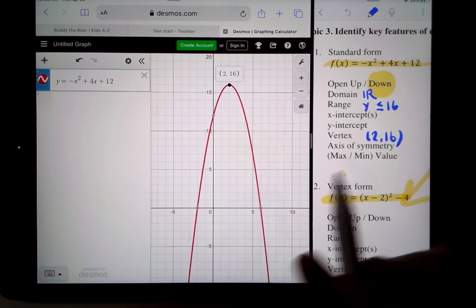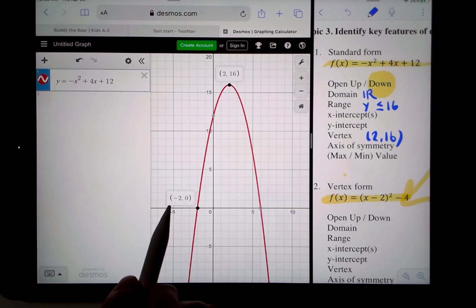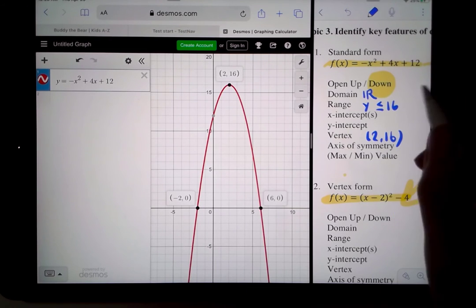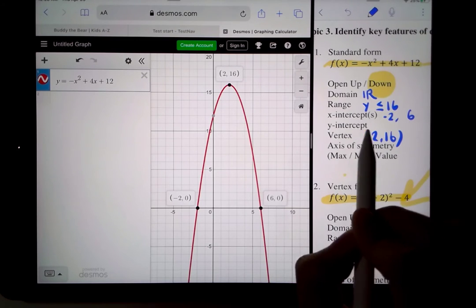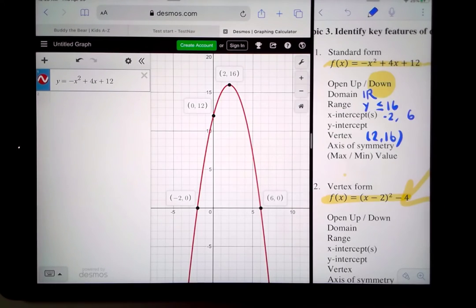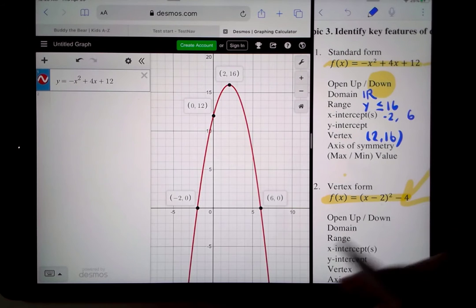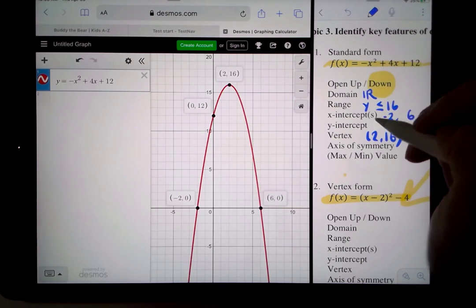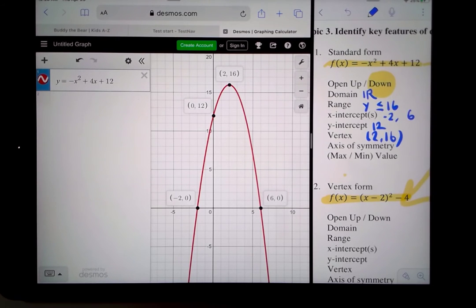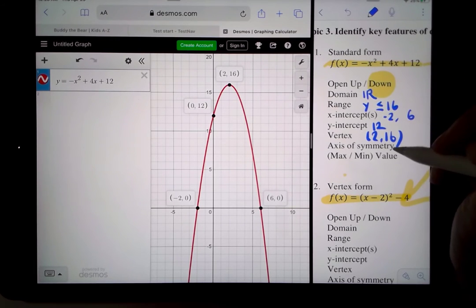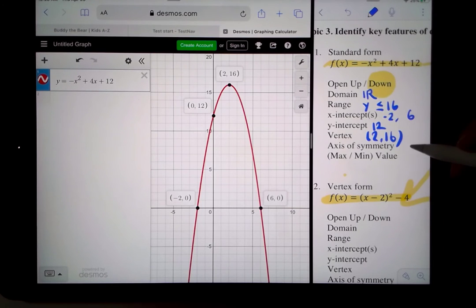And my x-intercepts, these are my x-intercepts, -2 and 6. Don't put the parentheses here. It's two separate values: x is -2 and x is 6. And the y-intercept, that's on the y-axis, right? So that's 0, 12. I'm gonna write 12 for the y-intercept. And axis of symmetry. Axis of symmetry is the x-coordinate of the vertex, so you can say x equals 2.